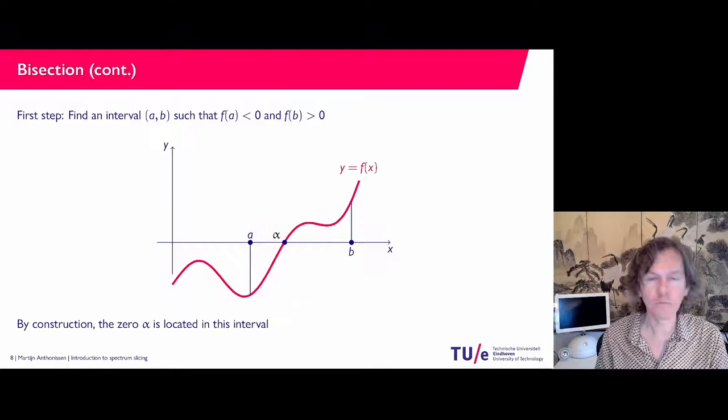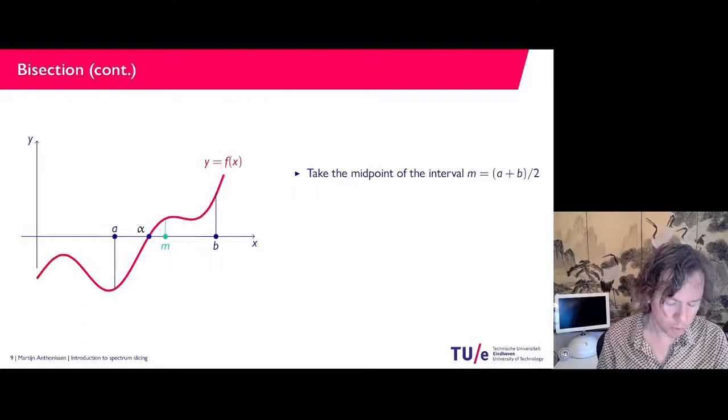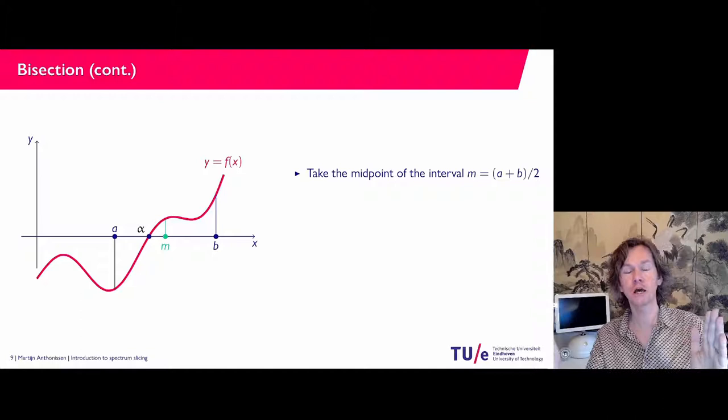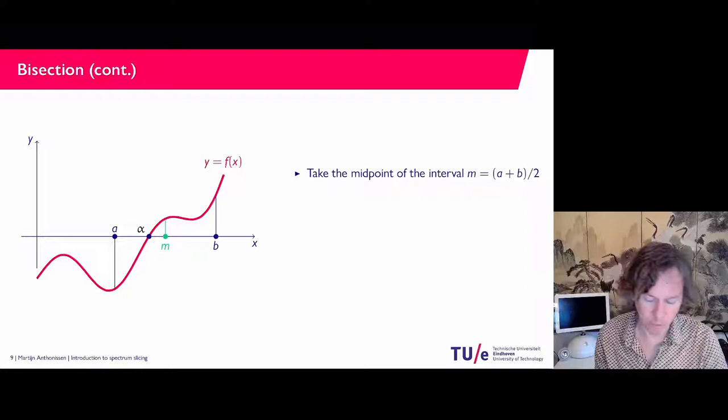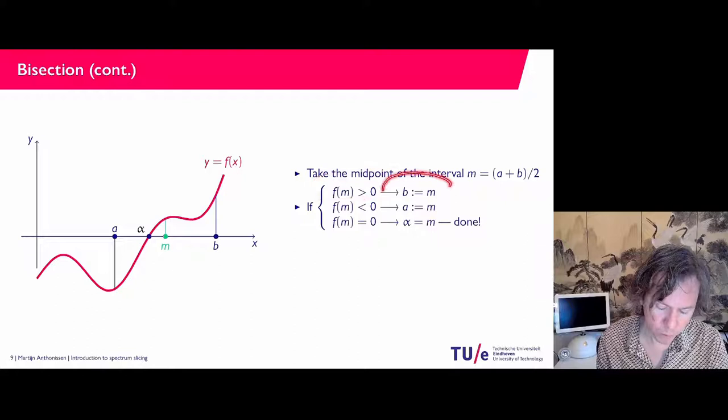And then the idea is really simple. We look in the middle. If it is positive there, like it is here, we just shift the right endpoint, the B, to M, and then we have reduced the size of the interval. So if F of M is bigger than zero, as we have in the graph, then we take a new B, which is equal to M.